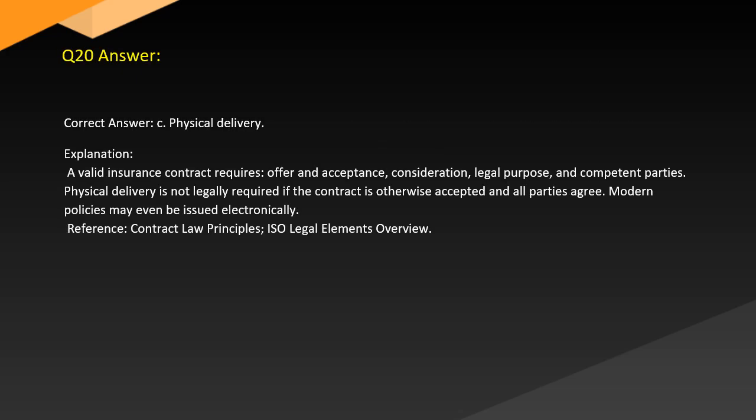Answer. Correct answer: C. Physical delivery. Explanation. A valid insurance contract requires offer and acceptance, consideration, legal purpose, and competent parties. Physical delivery is not legally required if the contract is otherwise accepted and all parties agree. Modern policies may even be issued electronically. Reference: Contract Law Principles, the ISO Legal Elements Overview.